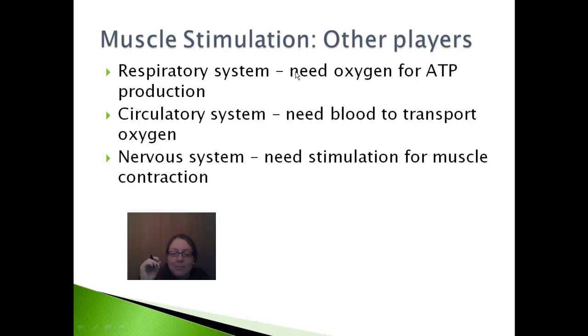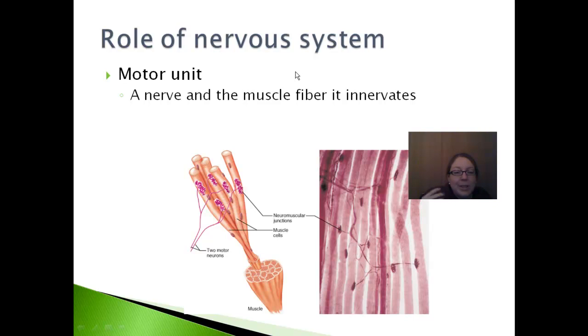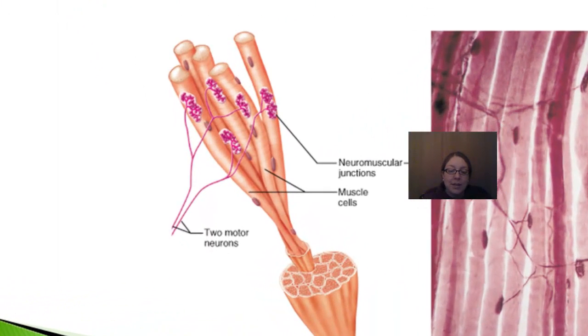But the major other player for muscles to stimulate is the nervous system, because if we don't have a signal for our muscles to contract, we don't have contraction. So that's what we're going to focus in on the next slide. How does the nervous system play a role? Well, here's a really good picture of something called a motor unit. It's just a collection of the nerve and the muscle fiber that it stimulates.